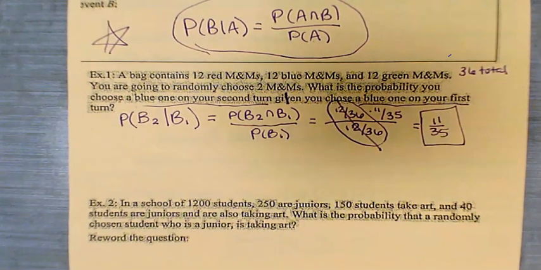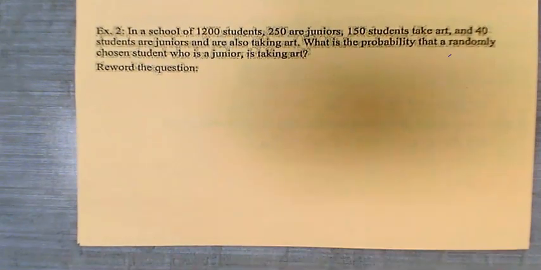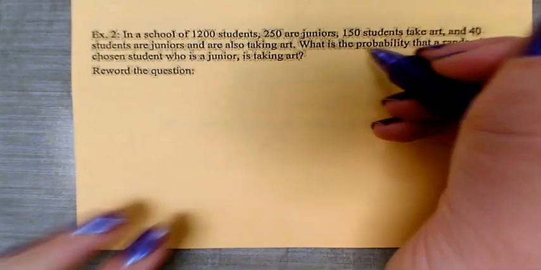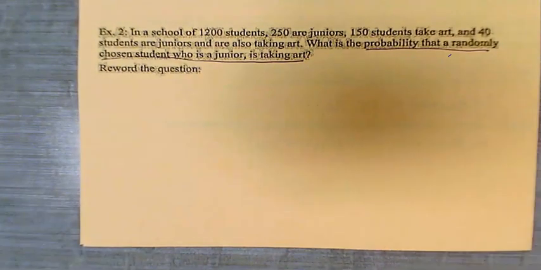On number 2, the language is slightly different. It says in a school of 1,200 students, 250 are juniors, 150 students take art, 400 students are juniors who are also taking art. What is the probability that a randomly chosen student who is a junior is taking art? So this is what we want to know. But we need to reword it as find the probability of something given something else.